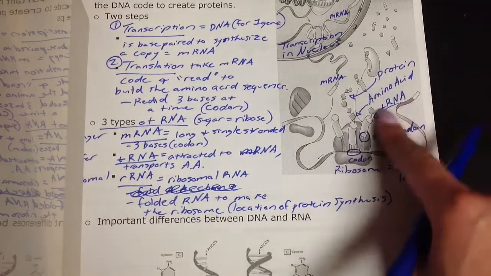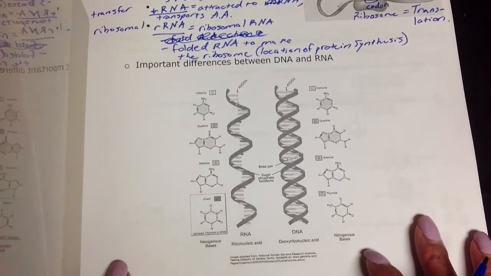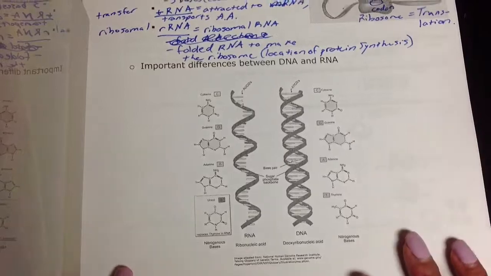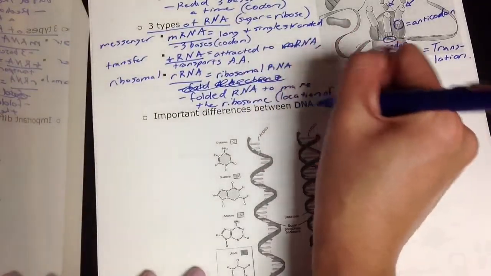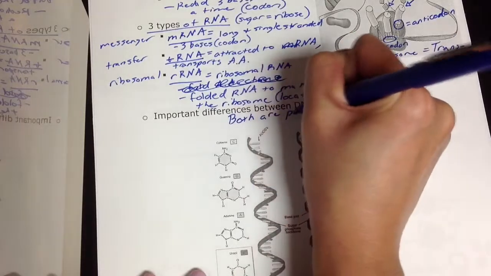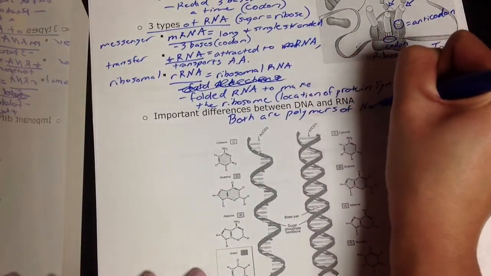This would also be a good time to go back to your notes on proteins and the levels or stages of protein folding. But the last thing I want to talk about is some important differences between DNA and mRNA. Both of them, however, are polymers of nucleotides.